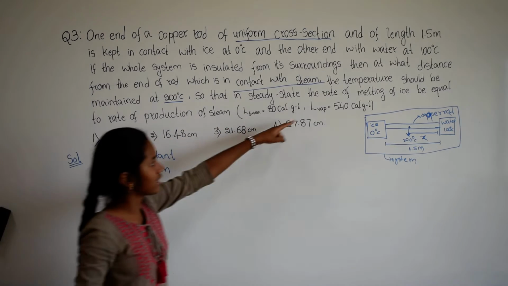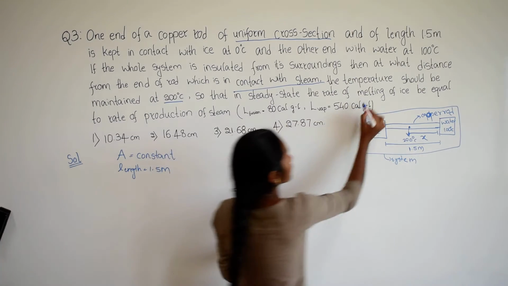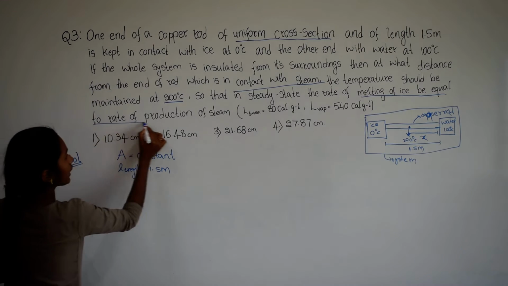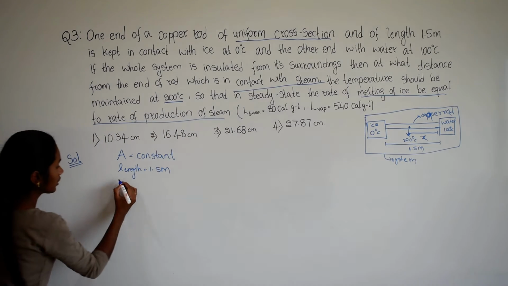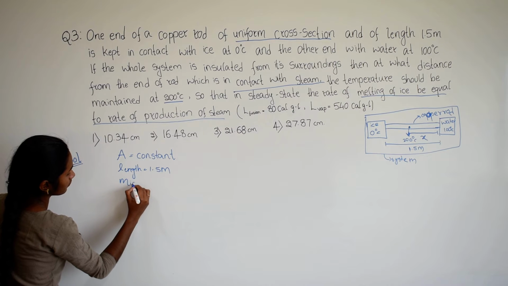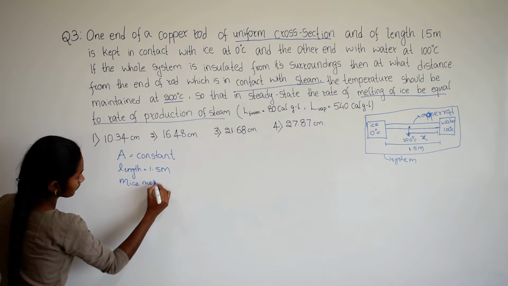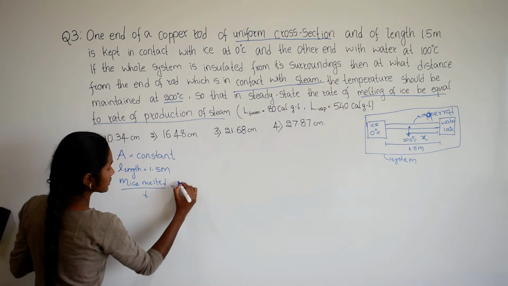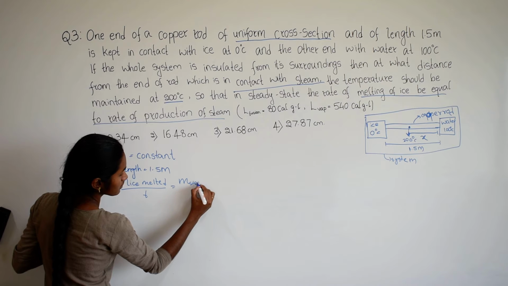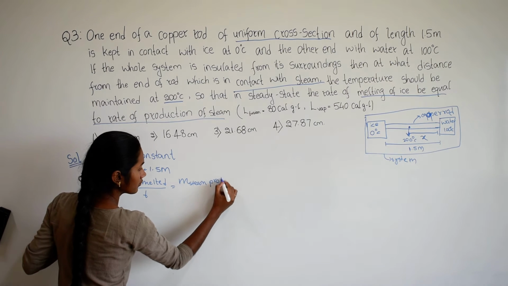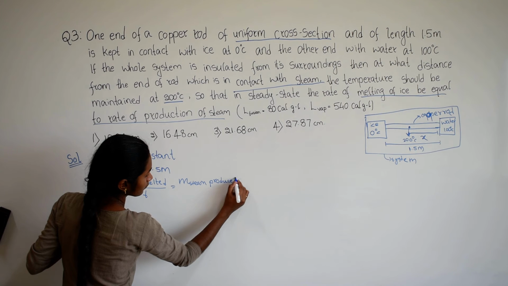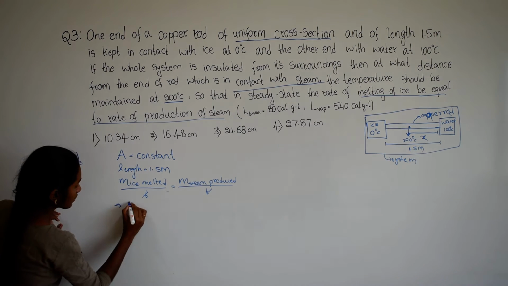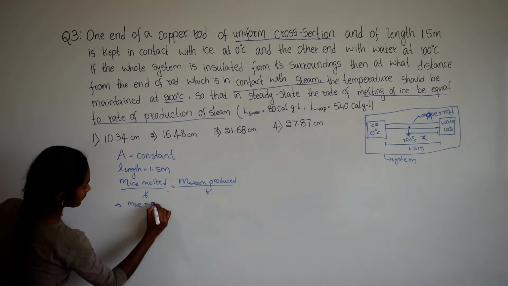So that in steady state, the rate of melting of ice, this is also to be noted, will be equal to the rate of production of steam. So rate means mass of ice melted per unit time should be equal to mass of steam produced per unit time. As time gets cancelled, mass of ice should be equal to mass of steam.